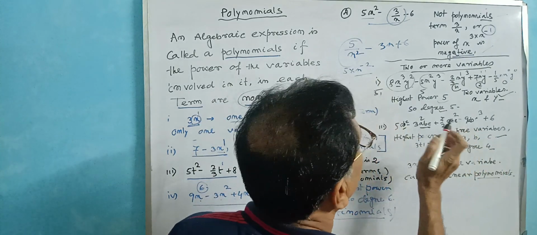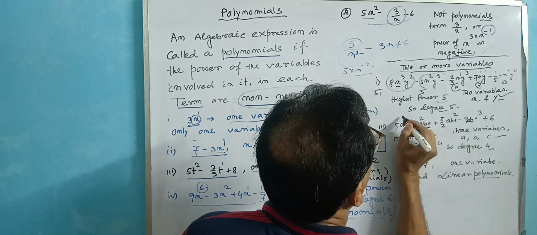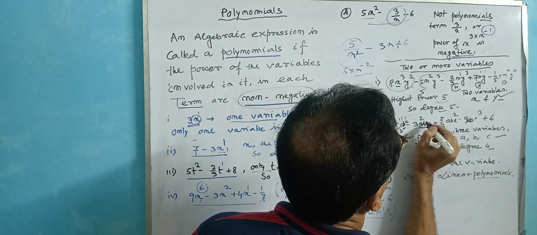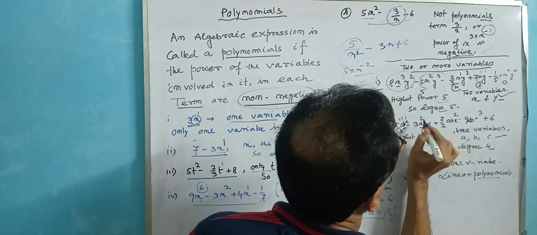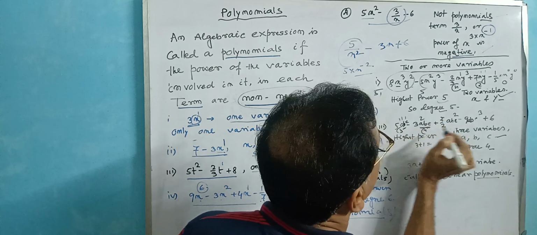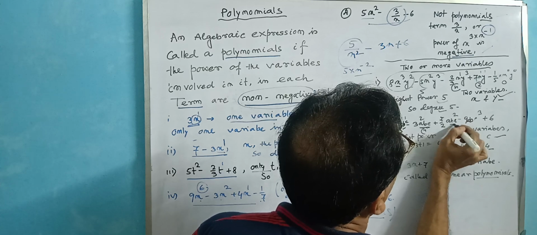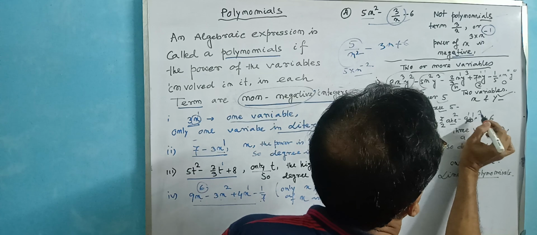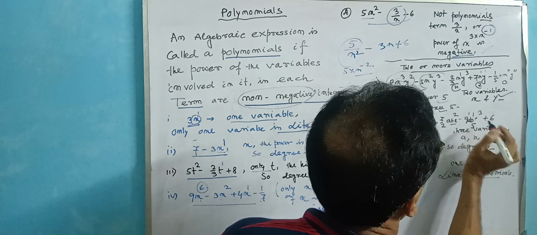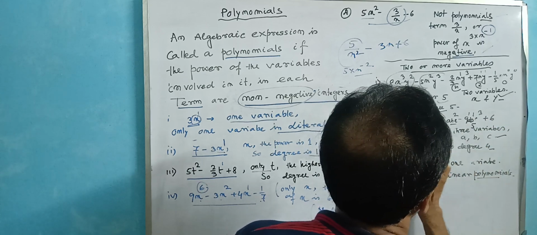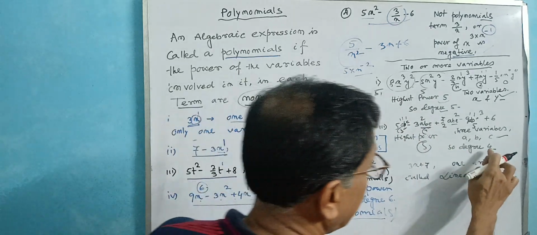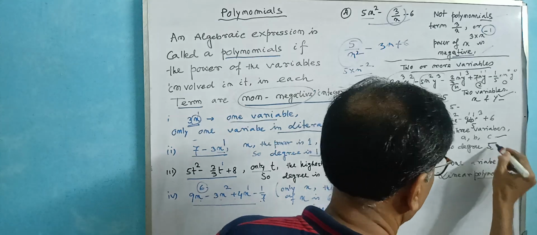Now what is the highest power? Here it is 1, 2, 3. 1, 2, 3. Here it is 2 plus 1, 3 plus 1, 4. So this is 2 plus 1 plus 1, 4. Here 2 plus 1 plus 1, 4. Here 3 plus 1 plus 1, 3 plus 1, 4, 5. So the highest power here is 5. Okay, so the degree is 5.